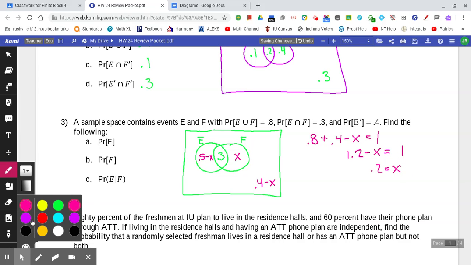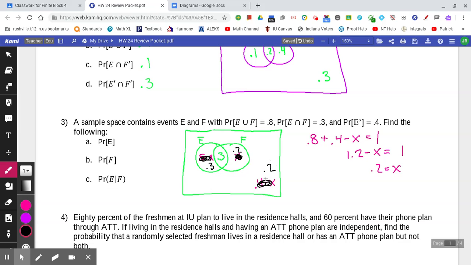All right, so then filling my values back in now that I know them. Now I know that X is 0.2, so this portion is 0.2. 0.5 minus X, so 0.5 minus 0.2, would give me 0.3. And double check, yes, those all sum to 0.8. And then this piece on the outside, 0.4 minus 0.2, that's going to give me 0.2.